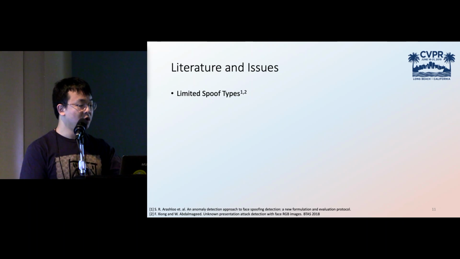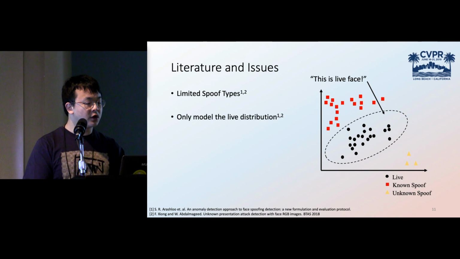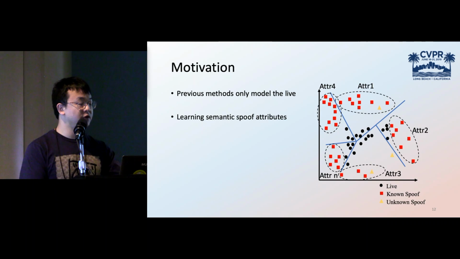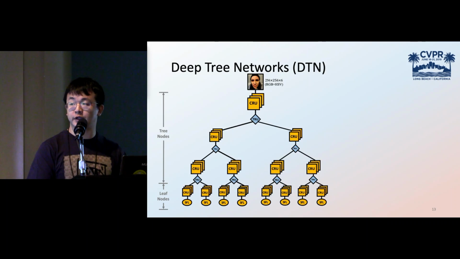Back to the method, we noticed several limitations of the previous research. The first thing is the limited spoof types as we just discussed. More importantly, those methods only model the distribution of the true face and detect the unknown attack as anomaly. We believe if we can learn a semantic embedding from the known attack to represent the unknown, we can get a better zero-shot performance. Therefore, we propose our deep tree neural network.